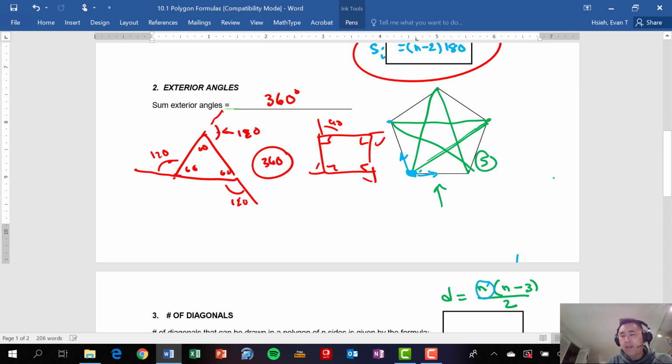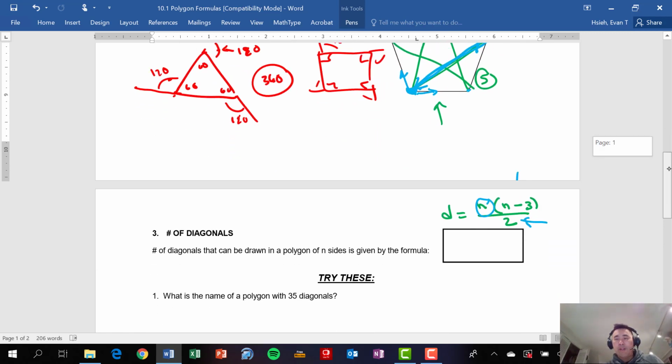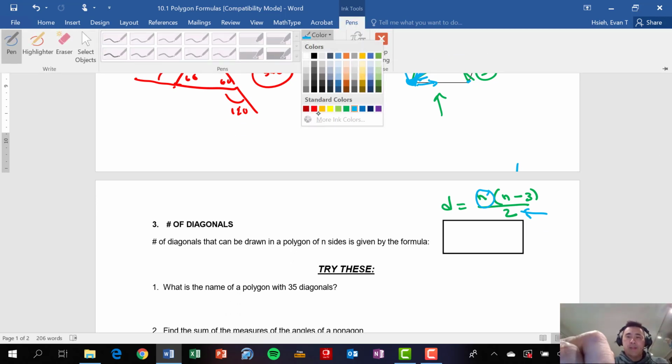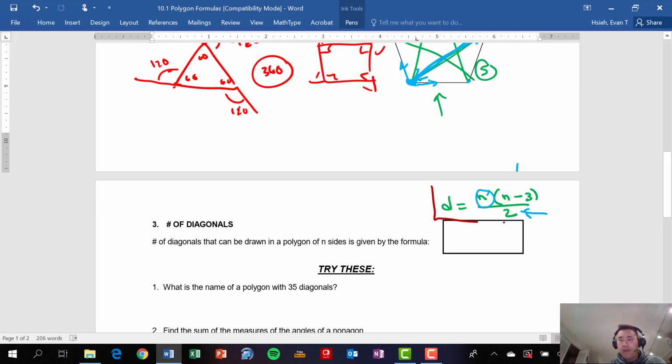And it's going to be n times... okay, n is the number of vertices, and you can draw n minus 3 diagonals from each vertex. But if you notice, like we saw before, you draw it one direction, but you don't want to draw it coming back and count it twice. So that's why we have to divide it by 2. If you didn't quite understand what I just said there, it's okay, not a big deal. But I just wanted to give you some idea of why this formula is what it is.